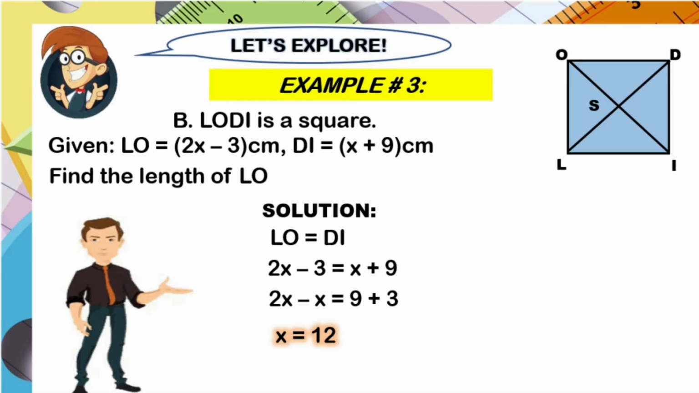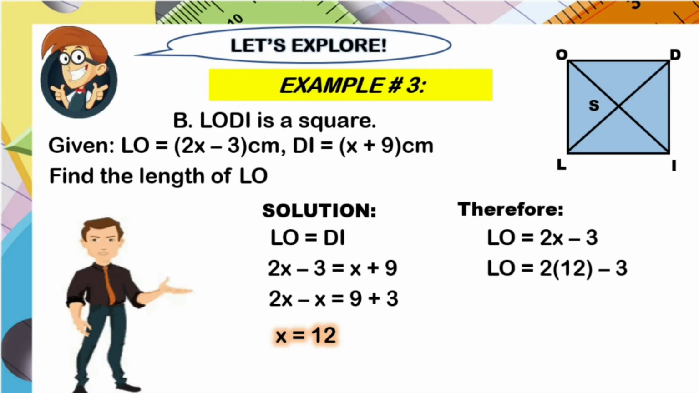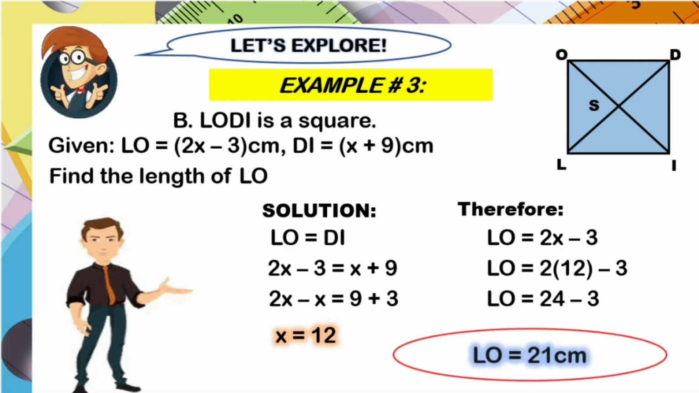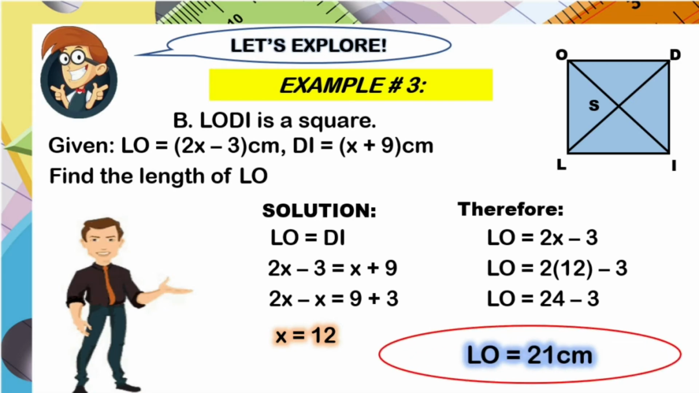Now that we have the value of x, we can now determine the measure of side LO by substituting the value of x to the equation LO is equal to 2x minus 3. Substituting, we have LO is equal to 2 times 12 minus 3. Solving, we have 24 minus 3. Thus, LO is equal to 21 centimeters. Okay. Since we got the correct answer already, let's proceed to the last example.